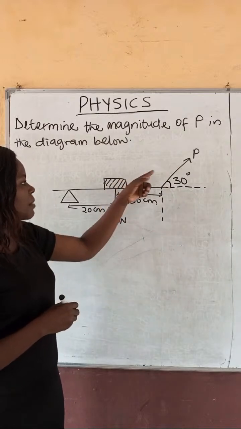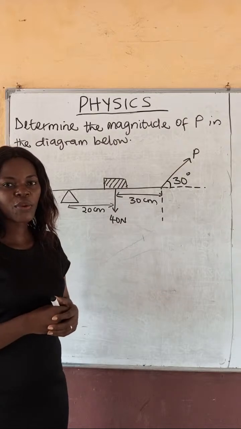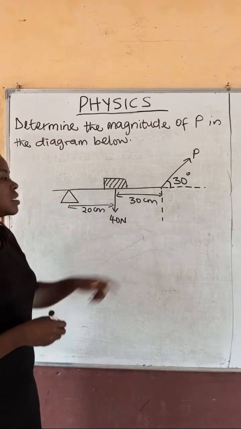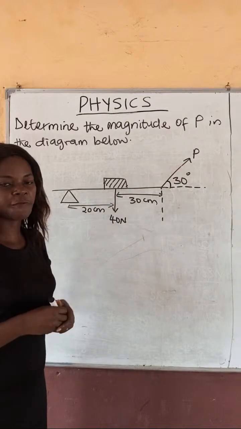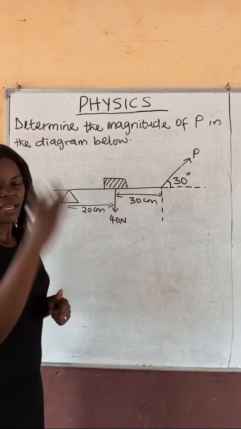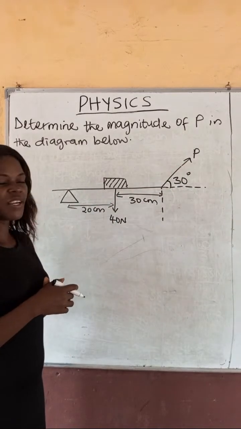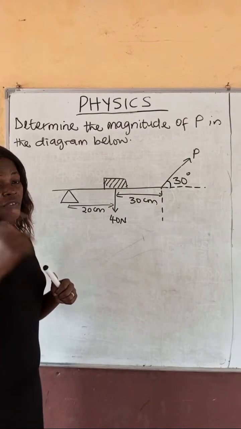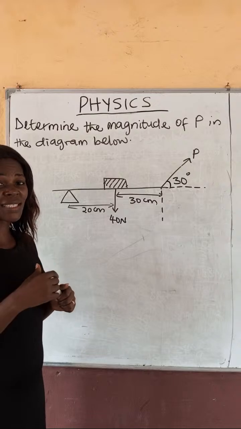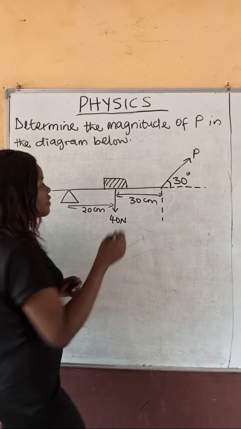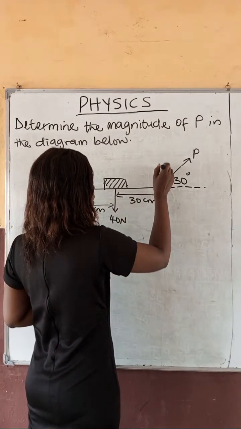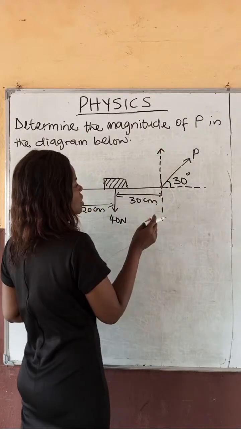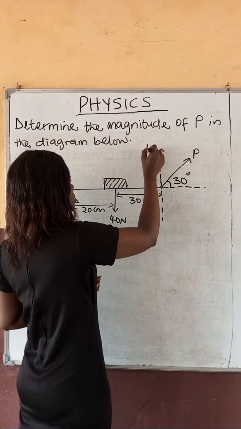We are asked to find the magnitude of P. How do we get the magnitude of P? This force P is supposed to act in the vertical direction, so we are going to resolve it into the vertical component. Remember, we have done scalars and vectors. So for us to resolve it, we go this way. This is P. What is the vertical component?